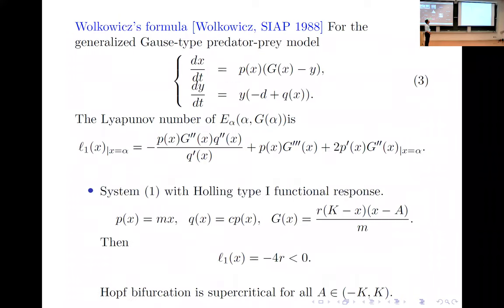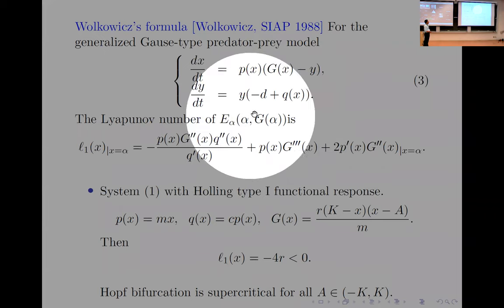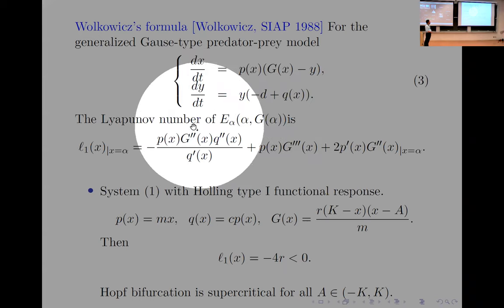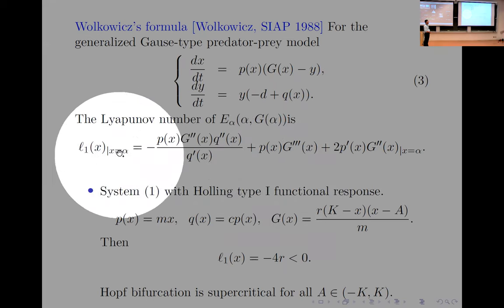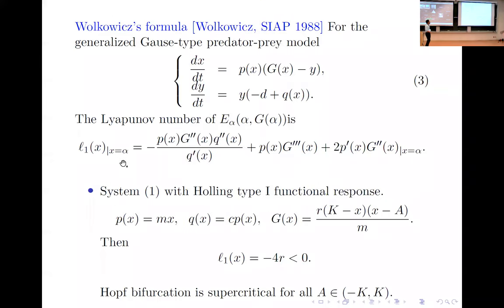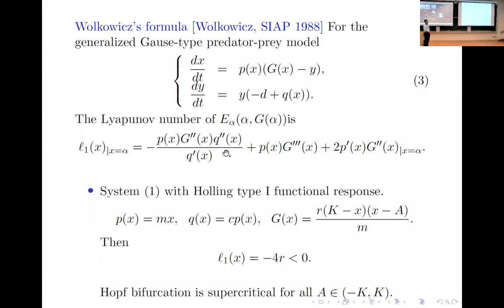So now first let's see the formula for the Lyapunov number. We consider a generalized Gause type predator-prey model, and let's assume E alpha is a point which is not a saddle. We just calculate this formula and evaluate it at the point x equals alpha. If this quantity is less than zero, the system undergoes a supercritical Hopf bifurcation around E alpha. If L1 is greater than zero, we have a subcritical Hopf bifurcation.